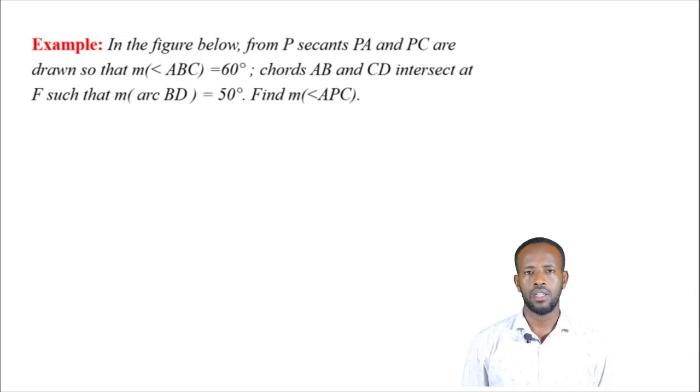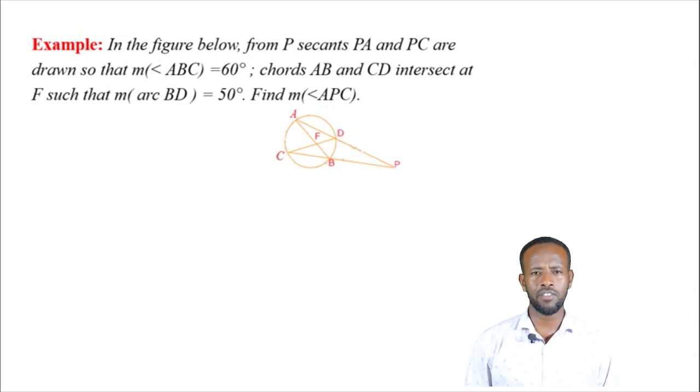APC. What type of angle is this? Let us see the figure. The figure is this. We want to find APC. This angle is what? An angle formed outside the circle. So to find the angle formed outside the circle, what formula do we use? Which theorem should we apply? What should we say to find it?